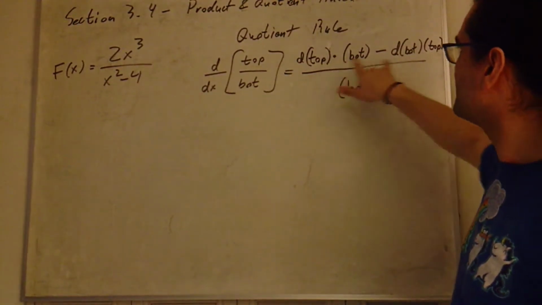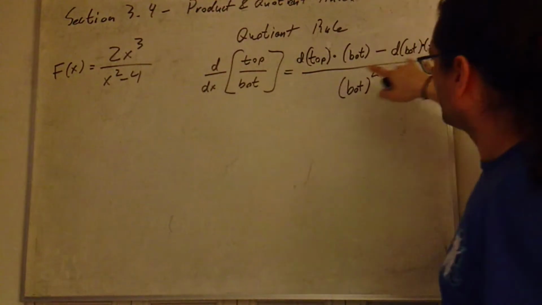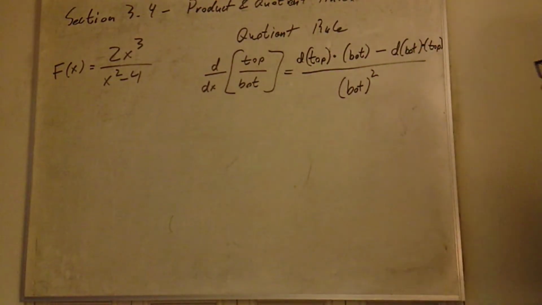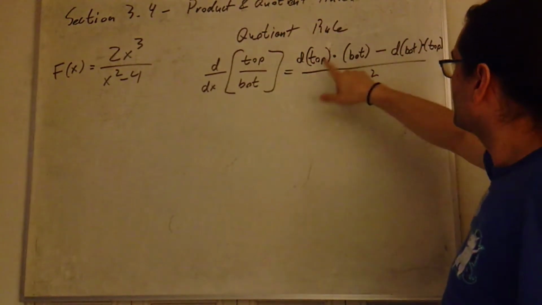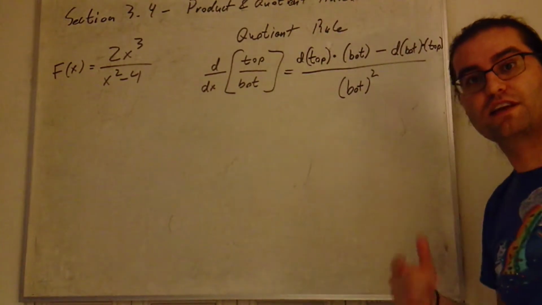There's still multiplication here and here. So, you're free to play with the order of those if you like, but I wouldn't. You have to know which derivatives go with which pieces. You have to know the order. You have to know that the bottom is the thing that's getting squared.